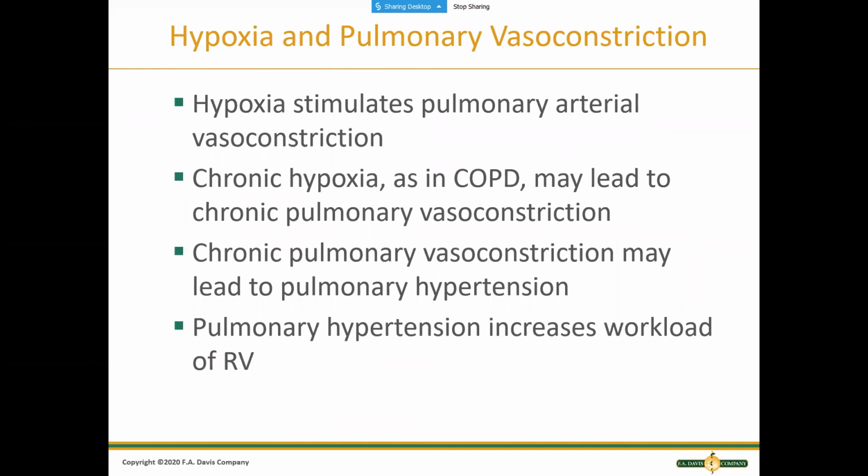Hypoxia, which is low oxygen levels, stimulates the pulmonary artery to vasoconstrict. Low oxygen, and the pulmonary artery starts clamping down. This can cause a problem if we have chronic pulmonary vasoconstriction. That's the same as saying pulmonary high blood pressure, what's called pulmonary hypertension. And what that does is causes that right ventricle to work extra hard.